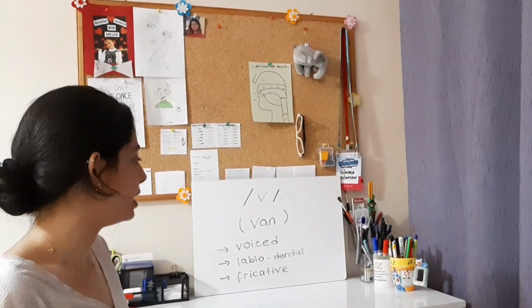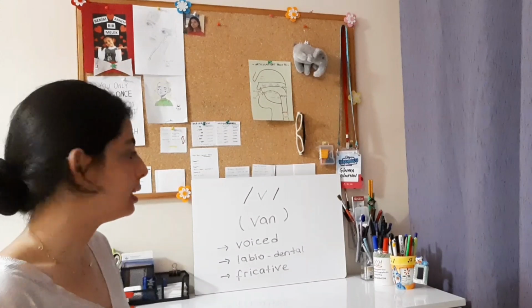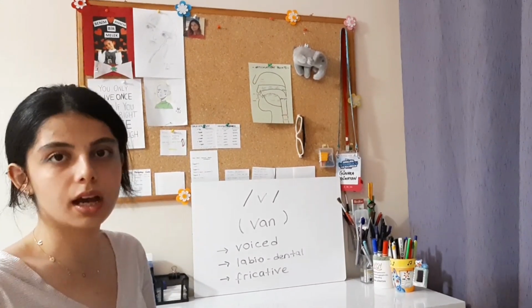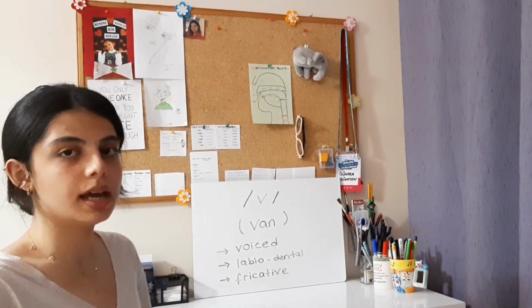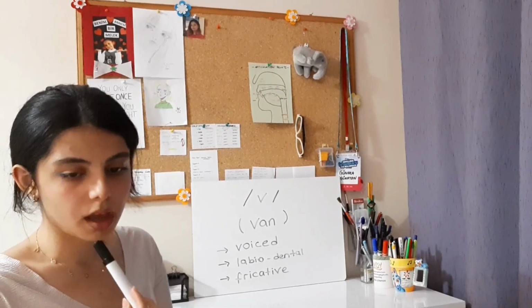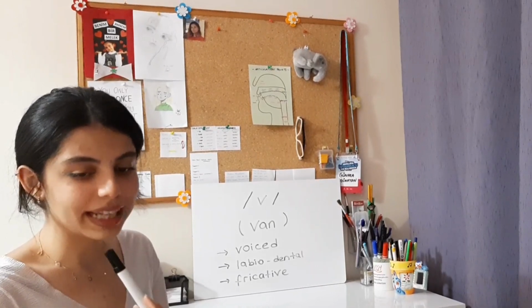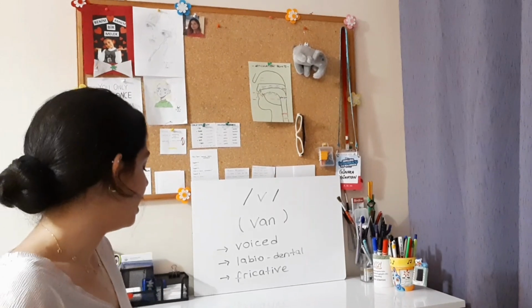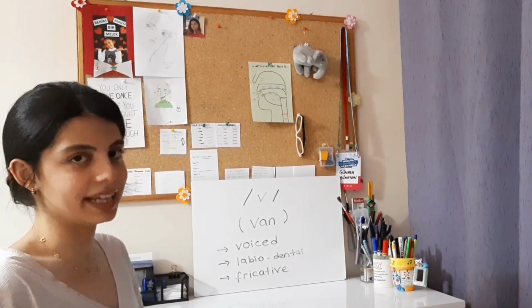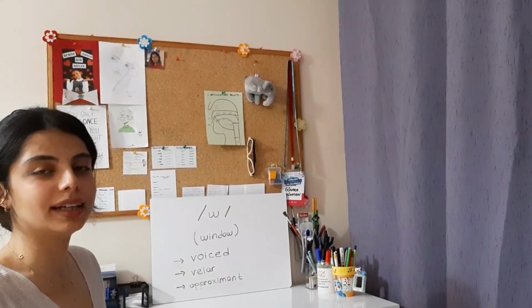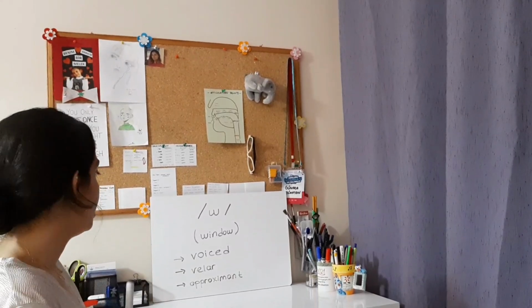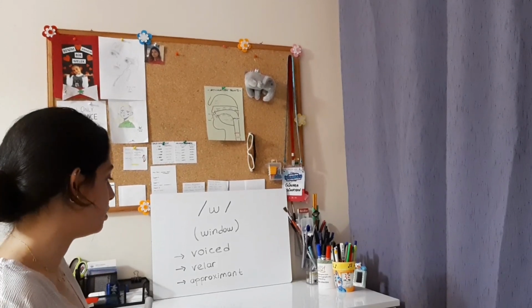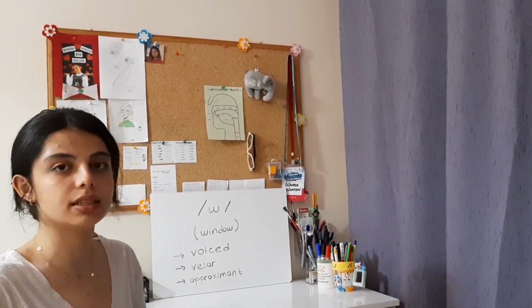The next one is v, as in van. It's a voiced sound, and it's also a labiodental sound because when we pronounce it, the lower lip touches the upper front teeth, and its manner of articulation is fricative. Next is w, as in window. Its voice sound, its place of articulation is velar, and its manner of articulation is approximant.